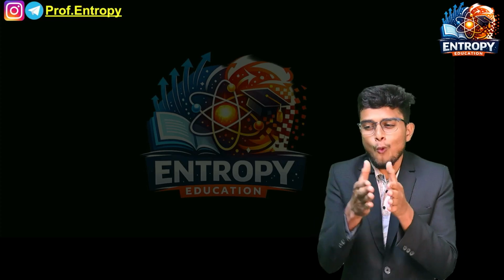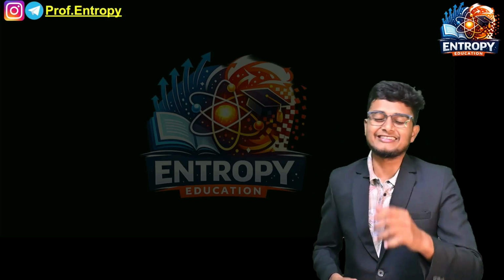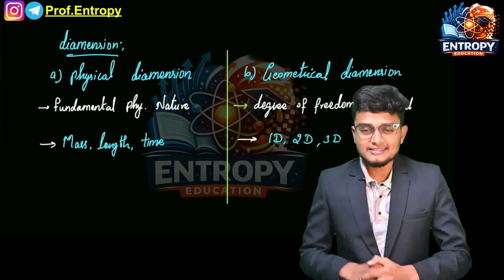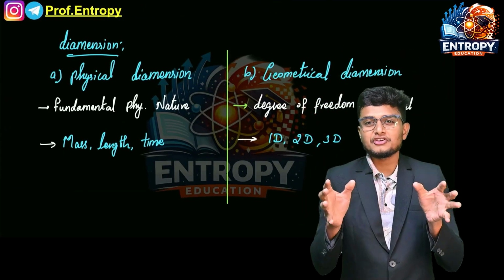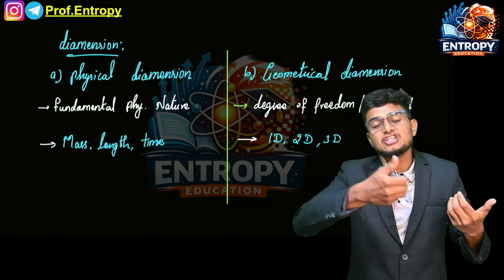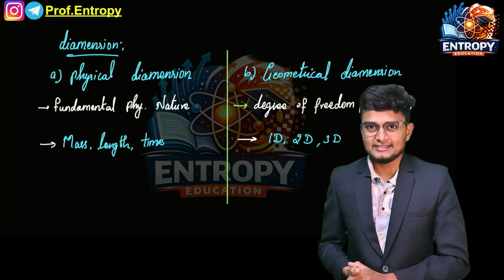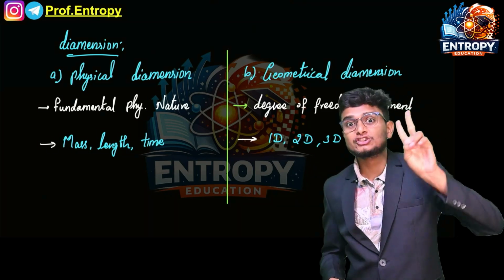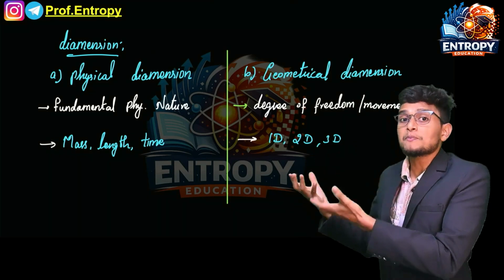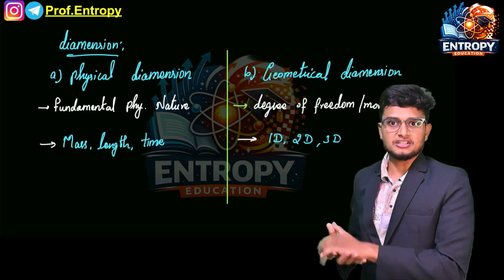Now the question is, what exactly does dimension represent? Yes, have a closer look. The term dimension is actually represented as physical dimension and geometrical dimension. There are two different types of dimension. Yes, one is physical and the other one is geometrical. A physical dimension exactly represents the fundamental nature of a particle, of a substance.